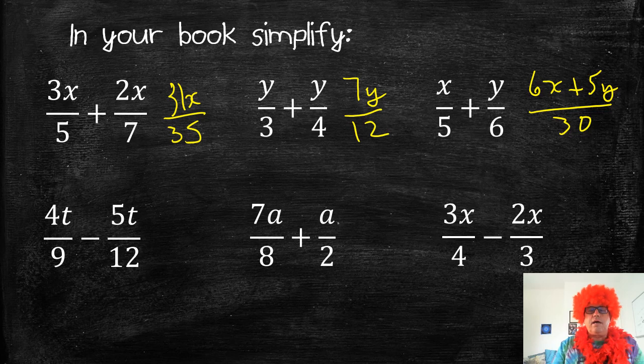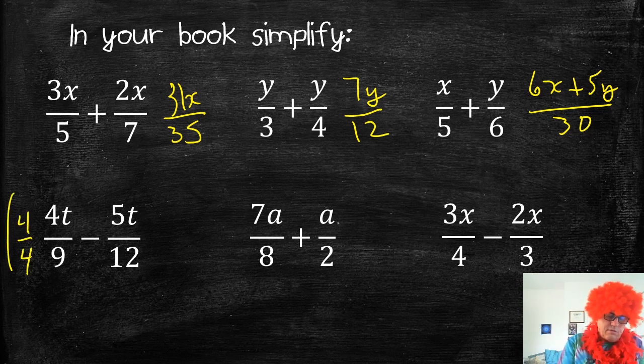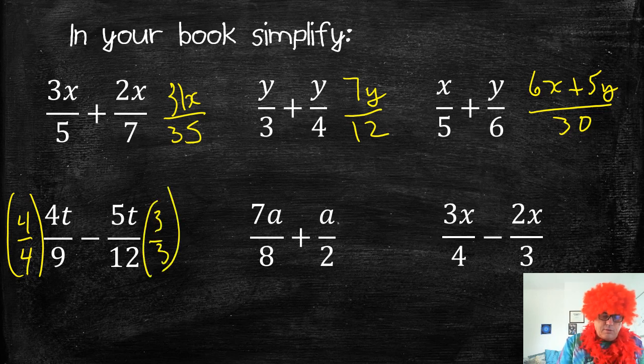The next one, 9 and 12, again, my lowest common multiple is going to be 36. Don't multiply them together to get 108. 9 goes into 36, 12 goes into 36, so I'm going to need to multiply this one by 4 over 4. I'm going to need to multiply this one by 3 over 3.